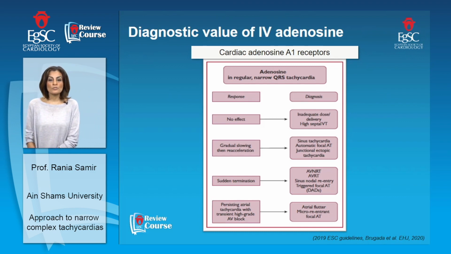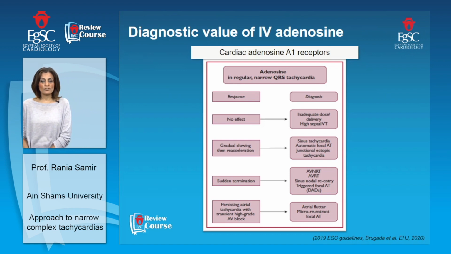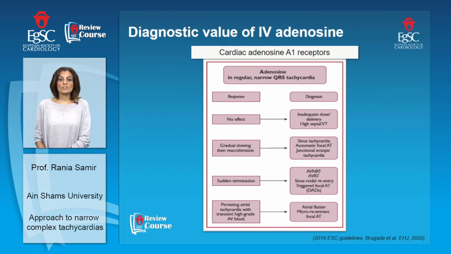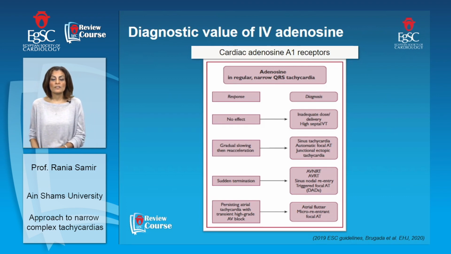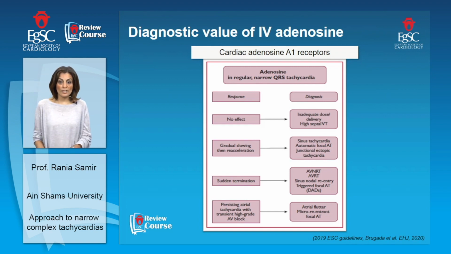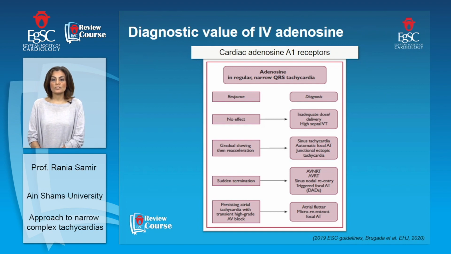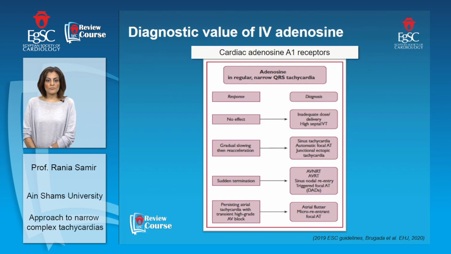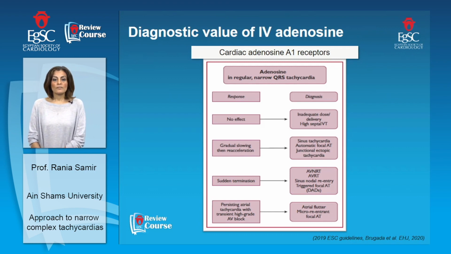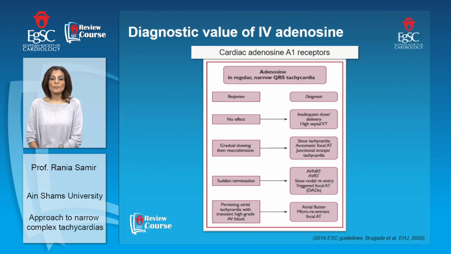Depending on the response to the adenosine, it can give you a clue about the mechanism or the type of the tachycardia. When you give intravenous adenosine and you have no effect, you have to suspect it's a ventricular tachycardia, because adenosine usually or mostly doesn't have an effect on the ventricular myocardium or the accessory pathway. So if there is no effect, you have to suspect that you have a high septal ventricular tachycardia or fascicular tachycardia, or you have not given an adequate dose. If the ECG shows gradual slowing, then reacceleration, this gives an idea that the underlying mechanism is an autonomic mechanism.